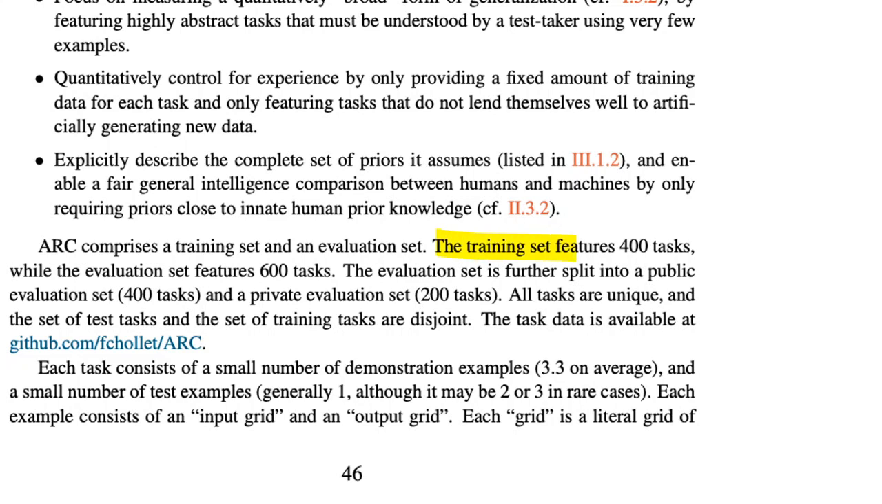Yes, the training set features 400 tasks, while the evaluation set features 600 tasks. The evaluation set is further split into a public evaluation set of 400 tasks and a private evaluation set of 200 tasks. All tasks are unique, and the set of test tasks and the set of training tasks are disjoint. The task data is available at this, as you can see right here.